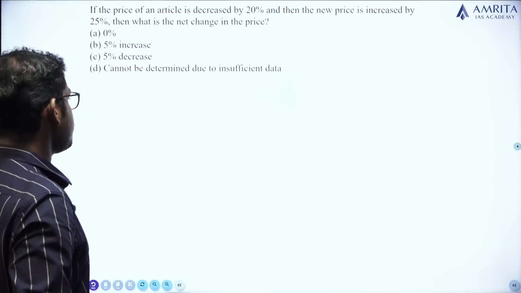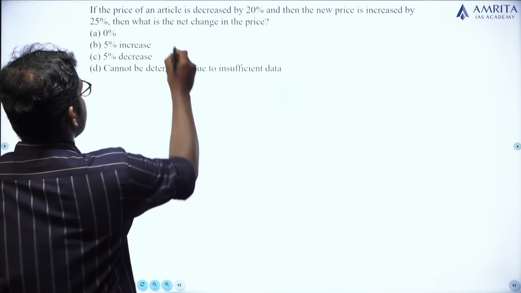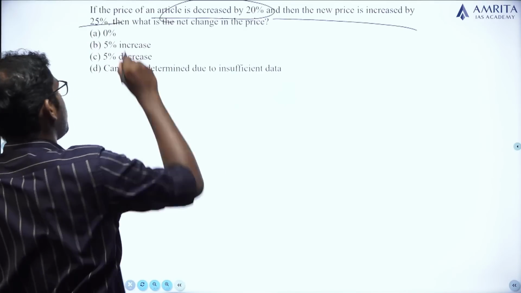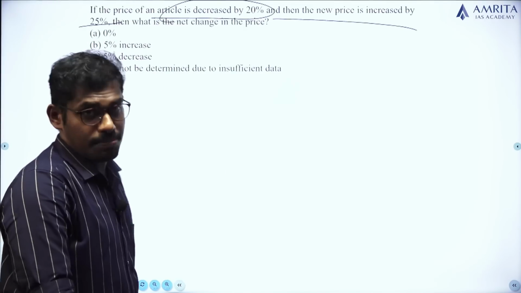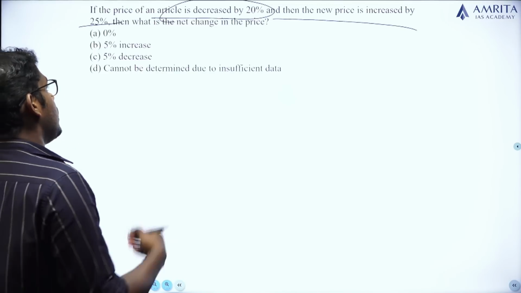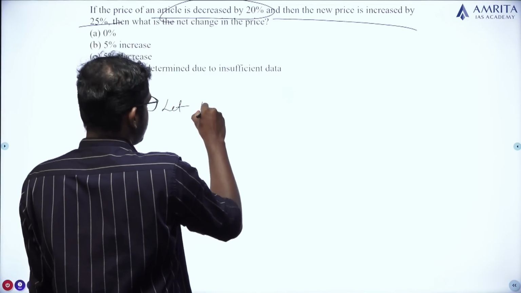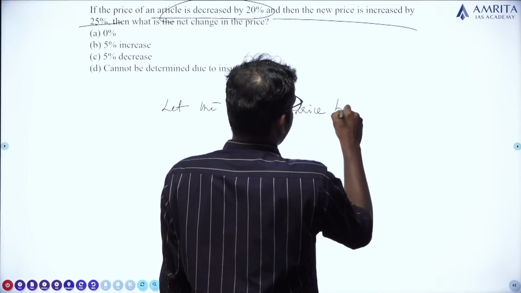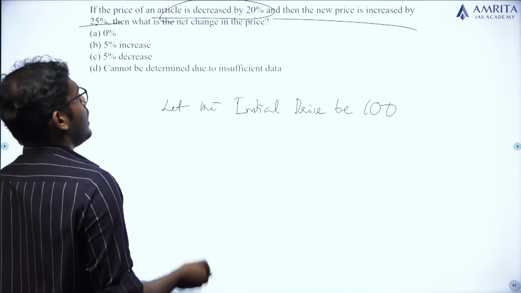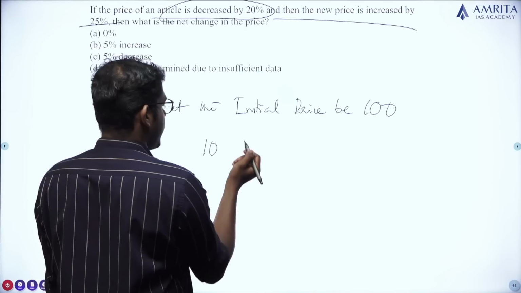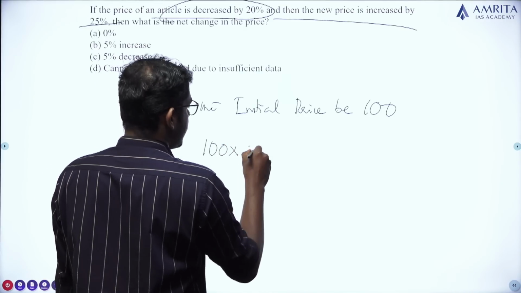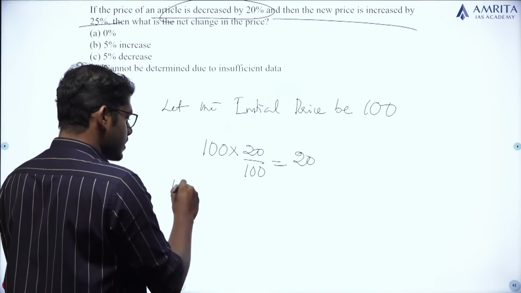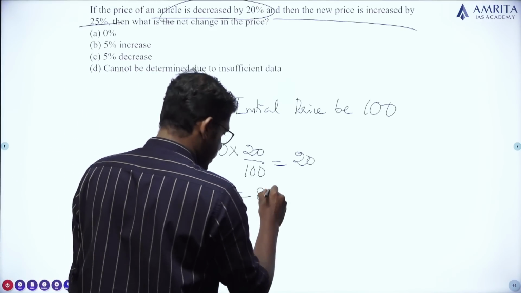Clear? Okay. Next question. If the price of an article is decreased by 20% and then the new price is increased by 25%, then what is the net change in the price? Okay, it's an interesting question. So let me assume the initial price be 100 and the price is decreased by 20%, means 100 into 20 by 100, that is 20, and decreased means 100 minus 20 is equal to 80.